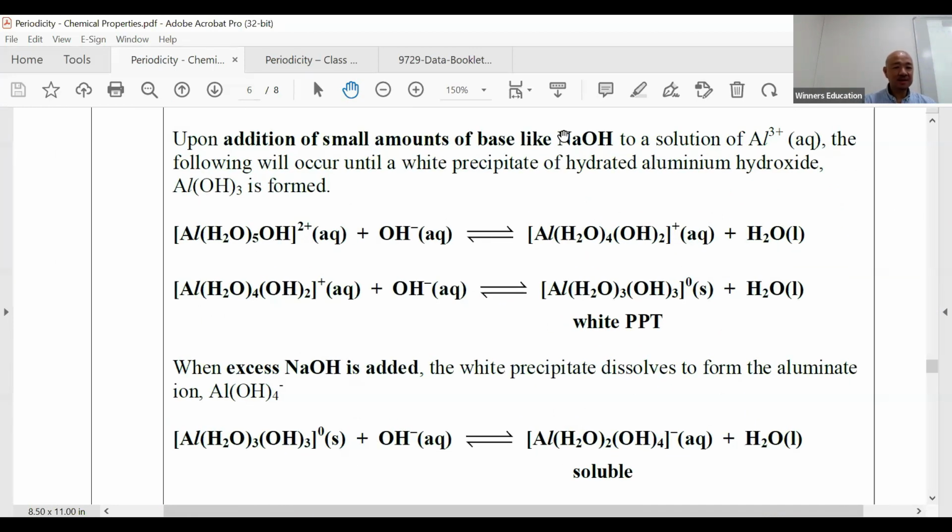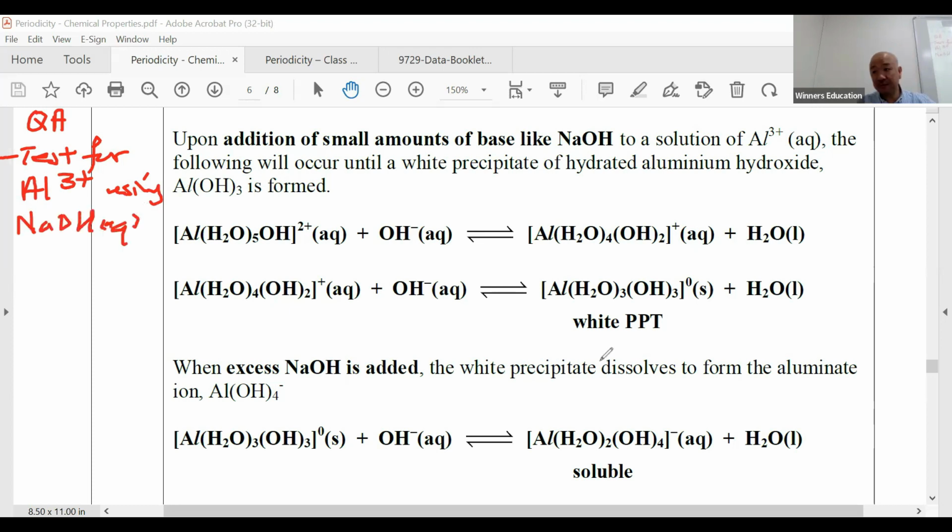Do you realize this whole section here is your QA test for aluminium 3+ using sodium hydroxide since Sec 3, Sec 4 and J1? So in Sec 3, Sec 4 and J1, they cannot test you. Don't you agree? Now in J2, they have to test you. That's why I said the heat rate is very high for the aluminium.